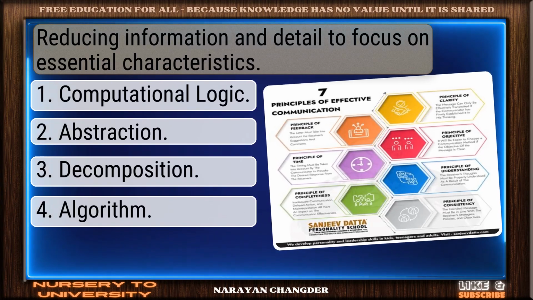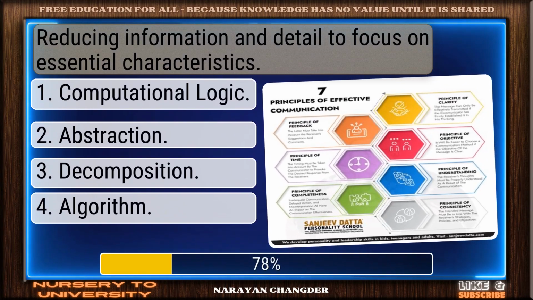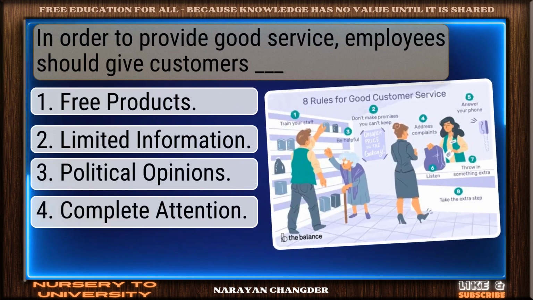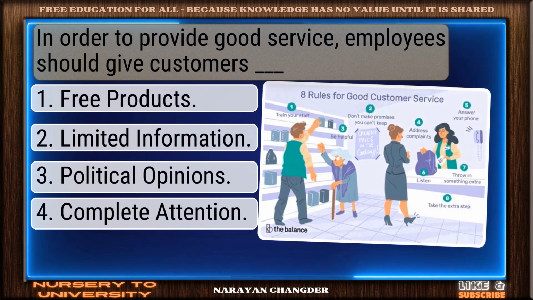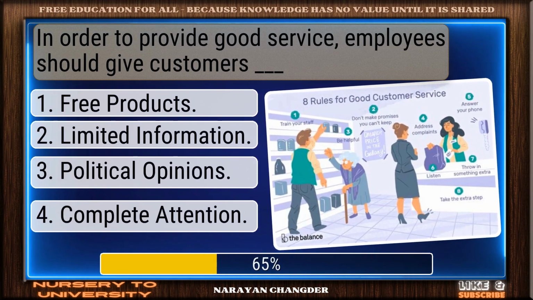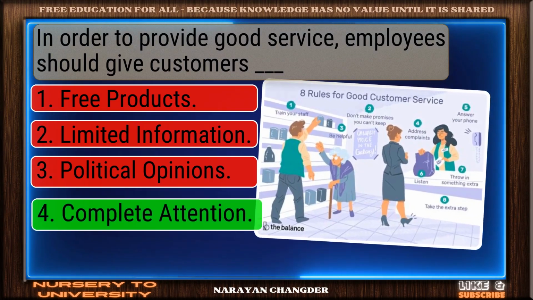Reducing information and detail to focus on essential characteristics. Right choice. Abstraction is best. In order to provide good service, employees should give customers dash. Clear logic. Complete attention is sound.